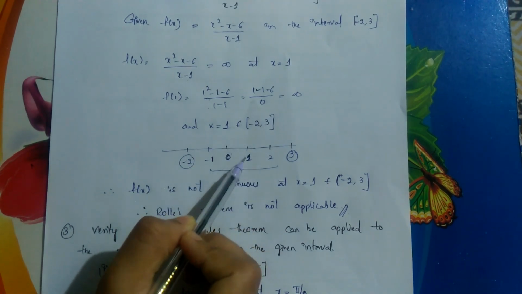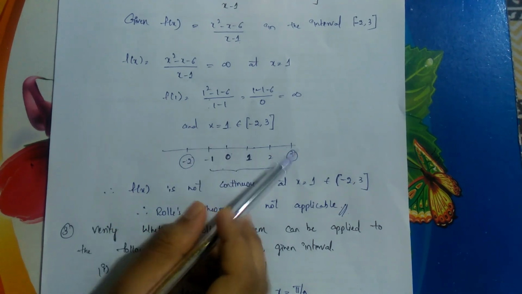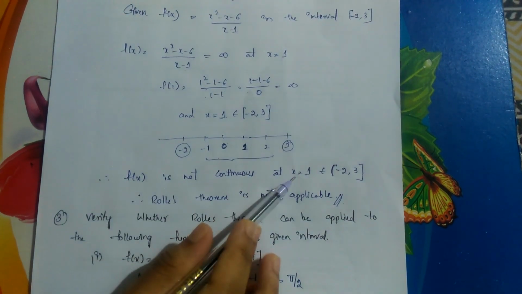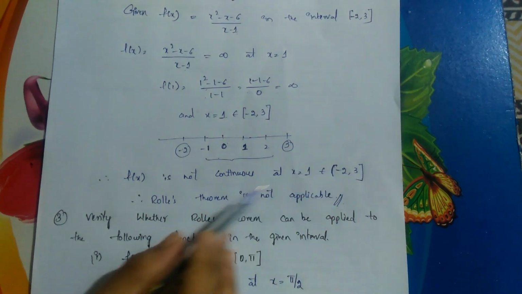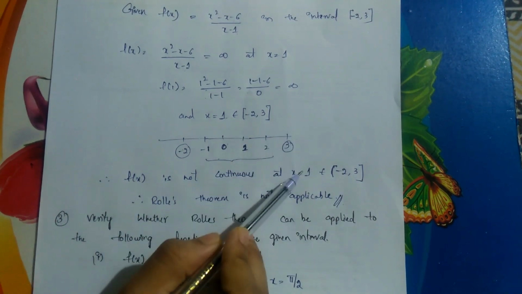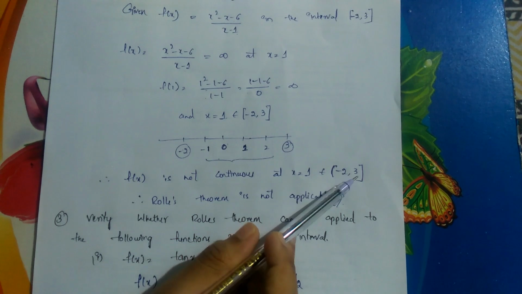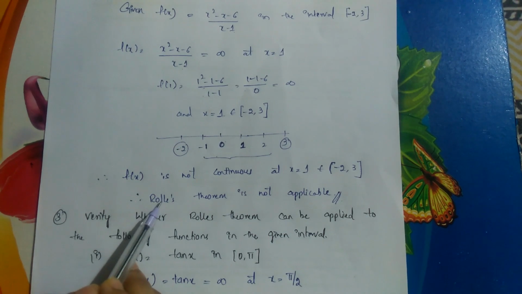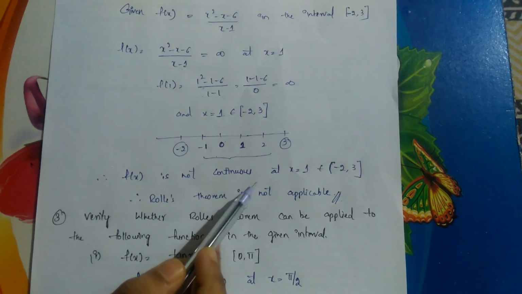So that value, 1, belongs to the interval -2 comma 3. Therefore, we write f(x) is not continuous at x = 1, and that 1 belongs to the interval -2 comma 3. At 1 it has an infinite value, so it is discontinuous at this value, and that value is present in the given interval -2 comma 3. So we write a note point: Rolle's theorem is not applicable for the given function because it is not continuous.